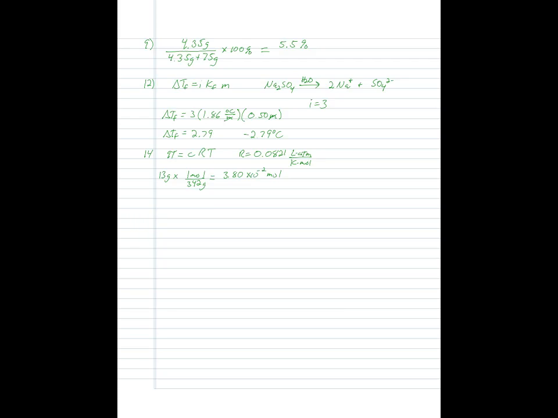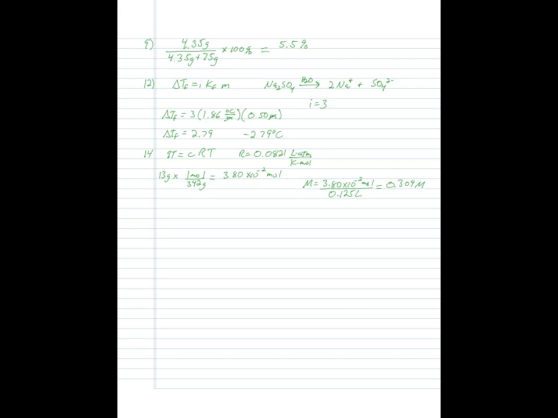And we're looking for a molarity for our concentration, so we use molarity as moles of solute over liters of solution. We know that when we added the sugar, we got 125 milliliters of solution, or 0.125 liters of solution. So our molarity, or I guess I could call it C, is going to be equal to 3.80 times 10 to the minus 2 moles over 0.125 liters. And so you get a concentration here of 0.304 molar.